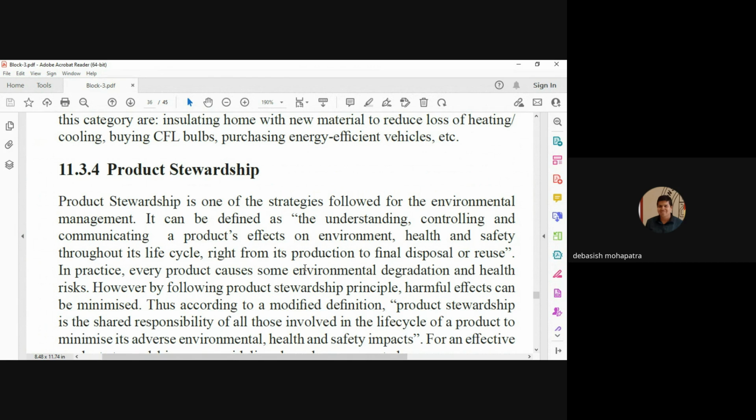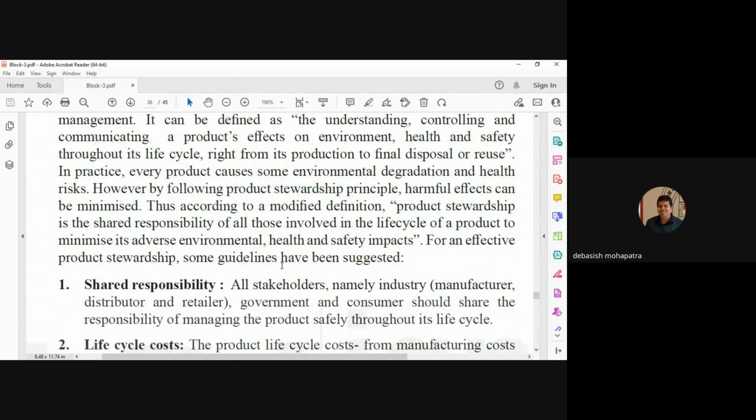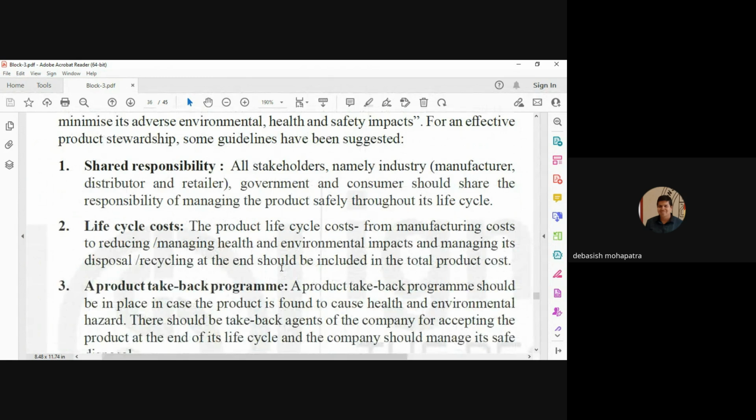In practice, every product suffers from environmental degradation and health risks. However, by following the stewardship principle, harmful effects can be minimized. Thus, according to the modern definition, product stewardship is the shared responsibility of all those involved in the life cycle of a product to minimize its adverse environmental, health, and safety impact. For effective product stewardship, there are some guidelines. First is shared responsibility. All stakeholders, namely industries, manufacturers, distributors, retailers, government and consumers, should share the responsibility of managing the product safety throughout its life cycle.